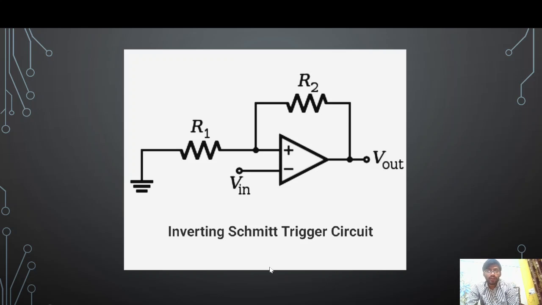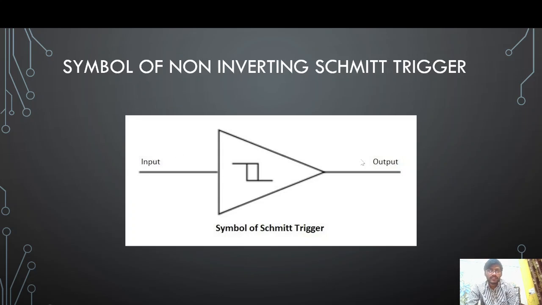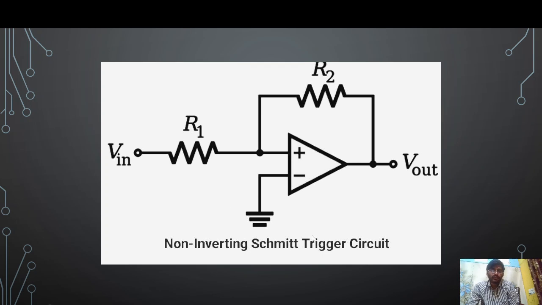Now in case of non-inverting Schmitt trigger, this is the symbol of the non-inverting Schmitt trigger, where inside the triangle there is the hysteresis curve of the non-inverting Schmitt trigger. Now we'll see how to design a circuit of a non-inverting Schmitt trigger using op amps. So here we have applied the input at the non-inverting terminal, and there is a positive feedback from the output to the input side.